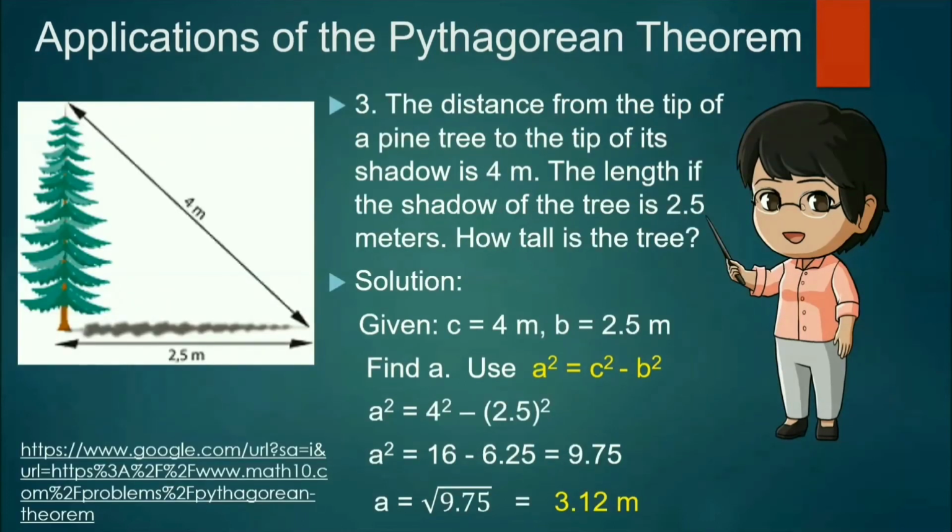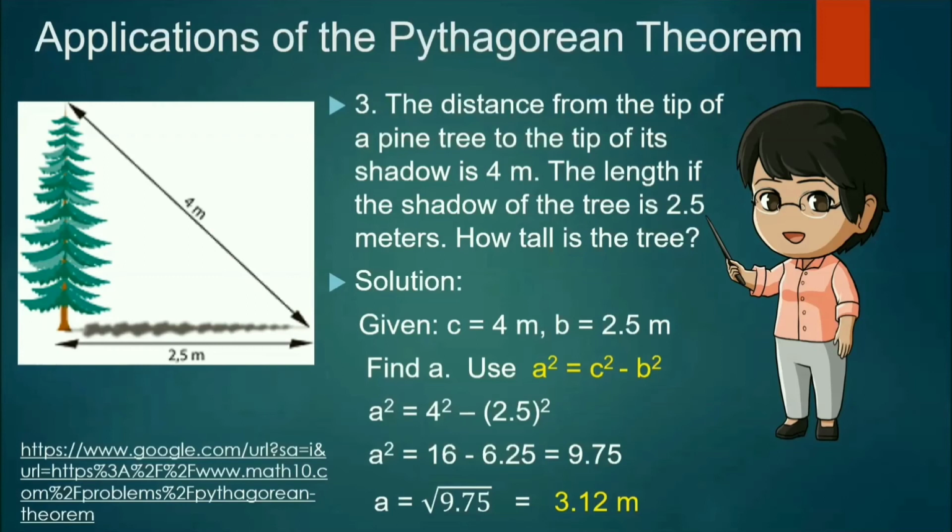Number 3, the distance from the tip of this pine tree to the tip of its shadow is 4 meters. The length of the shadow of the tree is 2.5 meters. How tall is the tree? Solution. Given C equals 4 meters and B is equal to 2.5 meters, find A. So use A squared is equal to C squared minus B squared.